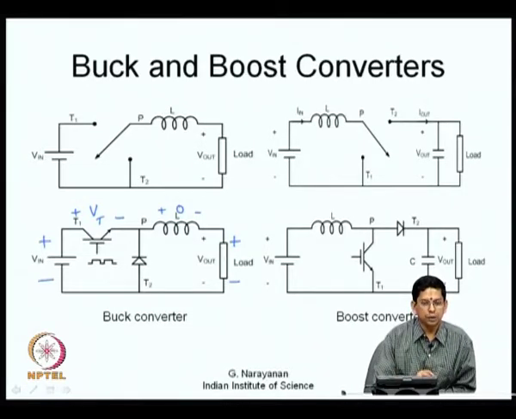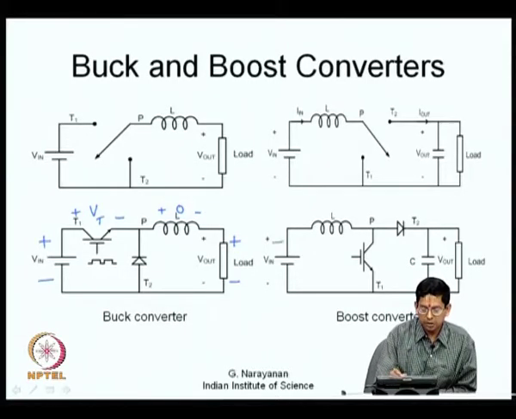Now, what happens in a boost converter? You have these polarities, plus and minus, as indicated here already. This plus and minus is the input voltage that is available.